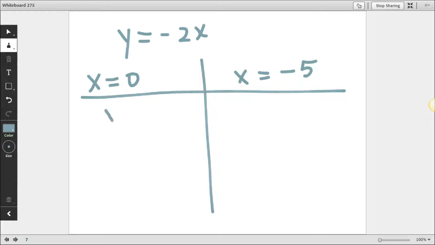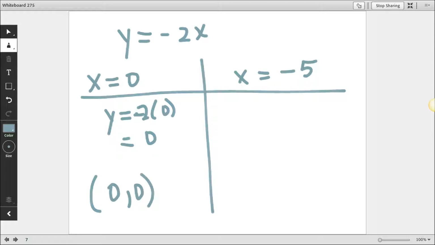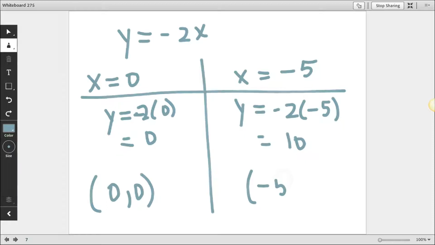And so if I plug in 0, I know that one solution will be 0, 0. And if I plug in -5, I know that my second solution will be -5, 10. So I hope this helps you with solving these systems by substitution.